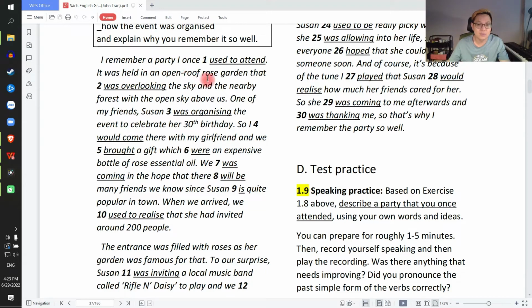It was held in an open roof rose garden, that number 2, that overlooked the sky. So of course, the rose garden overlooked the sky. You are trying to describe something in the past. It should be in simple past, isn't it?